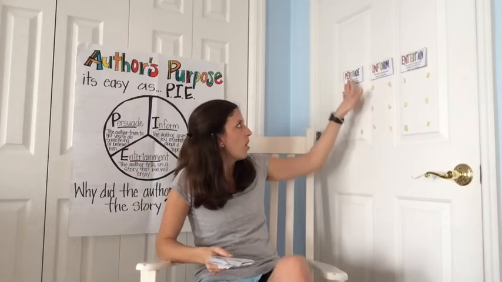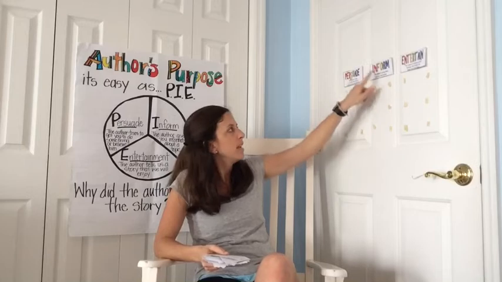All right, so we have some titles here, and we're going to be sorting them on my chart. I have persuade, inform, and entertain. So the first title is Why You Should Love Apples. So right now, think in your head, where does this belong? Persuade, inform, or entertain?